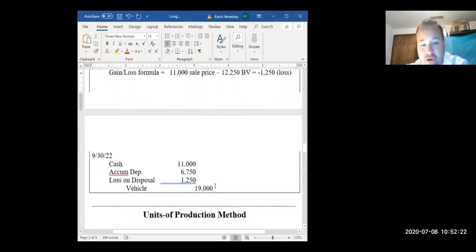And then I could skip a line and put in the cost of the vehicle, that 19 grand that I credited. And if I did that, then if I added up my debits versus my credits, they wouldn't balance. I'm a little short over here on the debit side. That's where that loss comes into play. The loss is for that $1,250, treated like an expense. It's a debit. I'm going to show $1,250 here. And then if you add up all three of these, I get to where I want to be, at 19 grand for the debit and the credits.